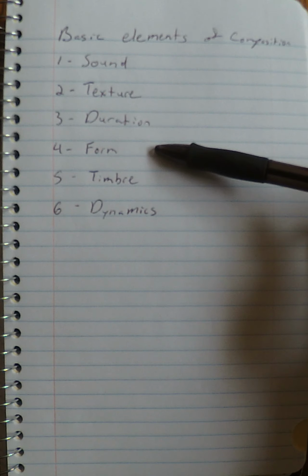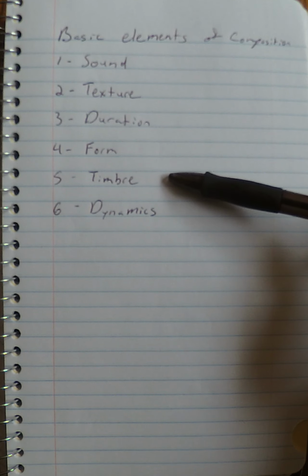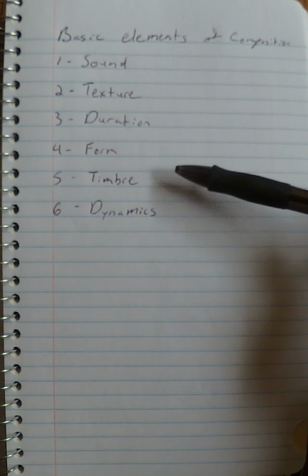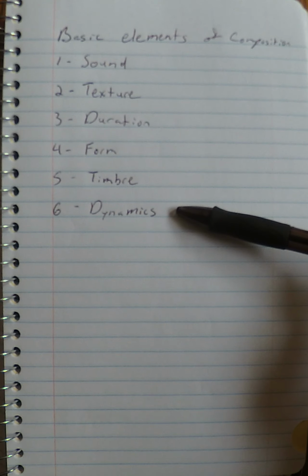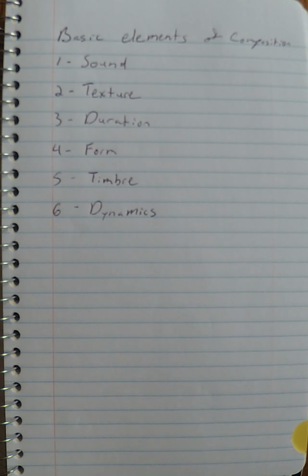The form of a piece, which can be simple, well-known forms, could be making your own form. The timbre, or the instruments that are being chosen, the ensemble that's being used, and dynamics, which are, I think, self-explanatory, whether it's going to be loud or quiet, whether it's going to start loud and go quiet, any of those sorts of things.